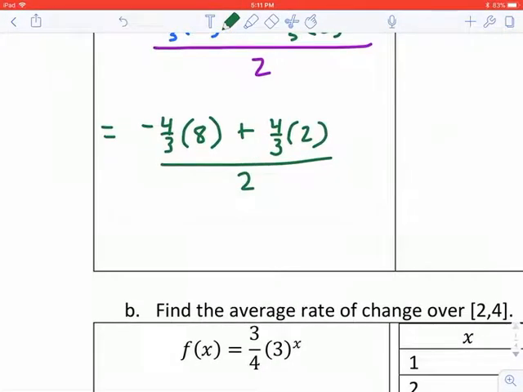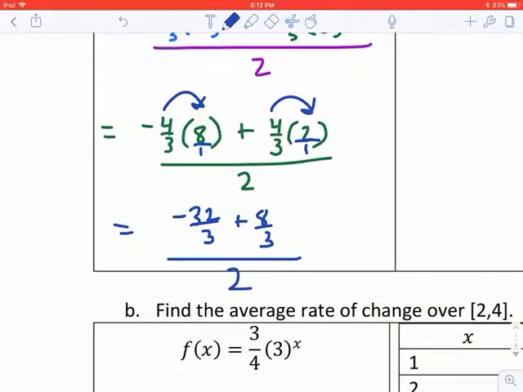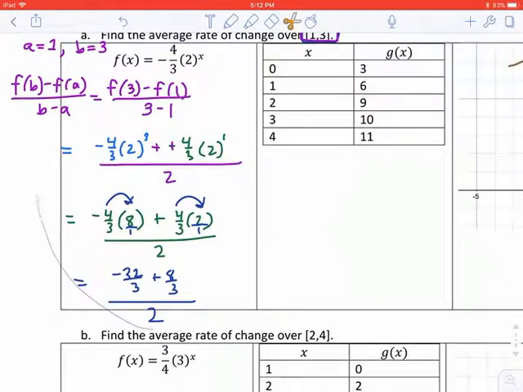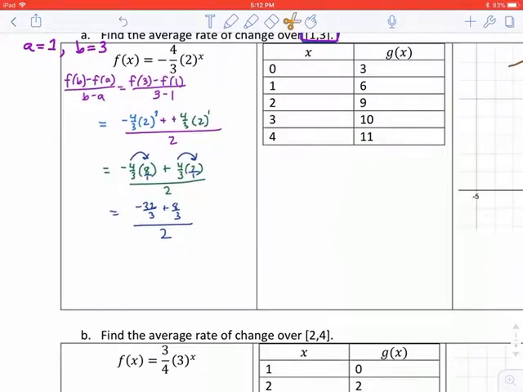Let's see. I have to multiply those fractions into the parentheses for both of them. Remember, if it helps, when we're multiplying fractions, we're multiplying straight across. So if it helps, you can write 2 and 8 all over 1, and we'll multiply denominators and numerators each to each other. So on the top, I would get negative 32 over 3 plus 8 over 3, and then I still have that 2 in the bottom. I'm going to minimize some of this so we fit in the box again.